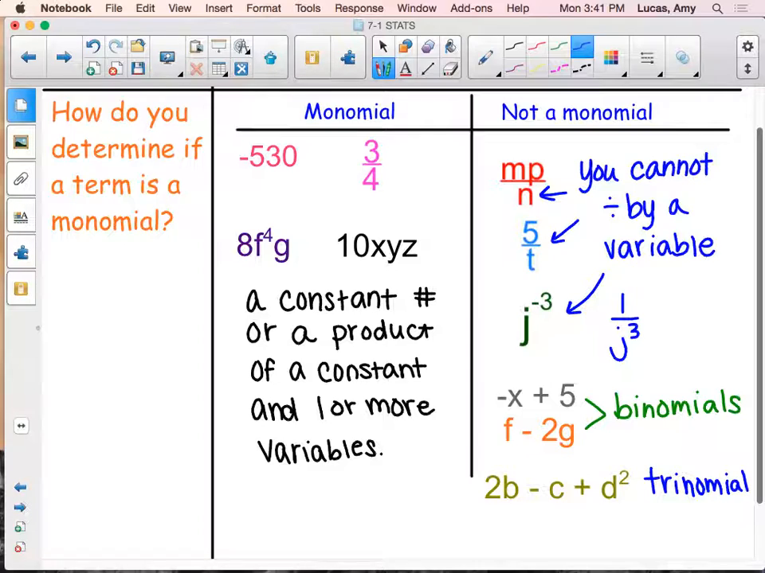A monomial can have a number and it can have letters, and those letters can have exponents on them as long as they're positive, because it's a constant number or a product of a constant and one or more variables. Product. So like this term right here means 10 times x times y times z. So it's a product of that constant 10 and one or more variables, x, y, z. This one would be 8 times f times f times f times f times g. That's how you would write it as a product.